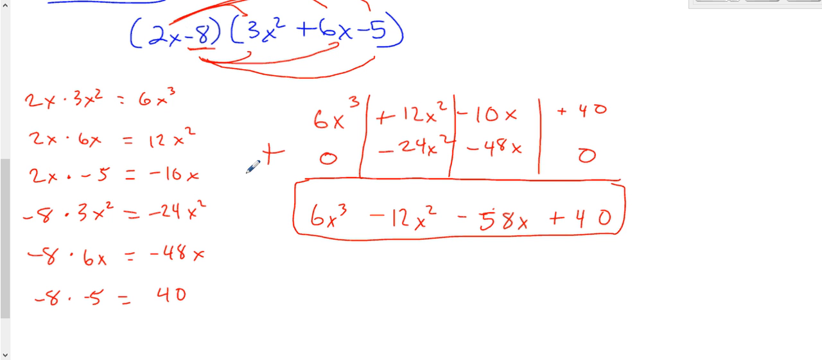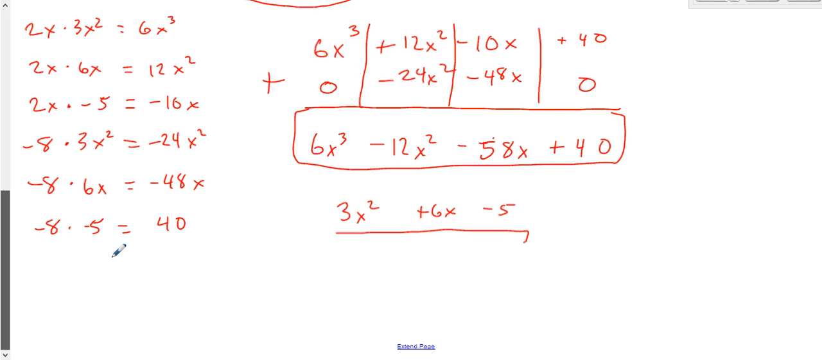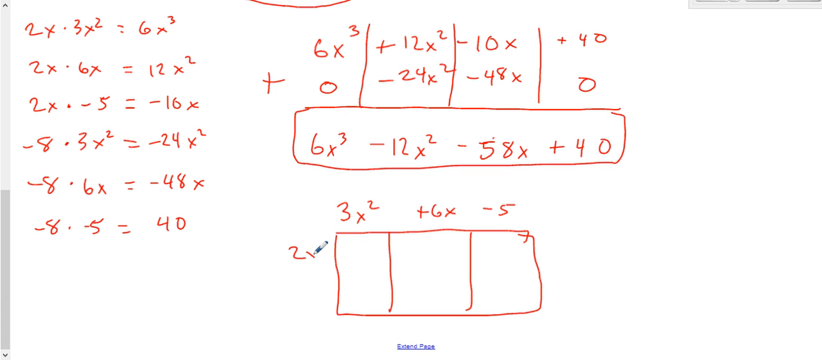And again, you could do this as the box method where you set up, if you want, I always put the longer polynomial on the top. So I have the 3x squared plus the 6x minus the 5 when I'm creating my box. And you're going to have 3 columns. And then this was 2x minus 5, right? Nope, 2x minus 8, for your 2 rows.